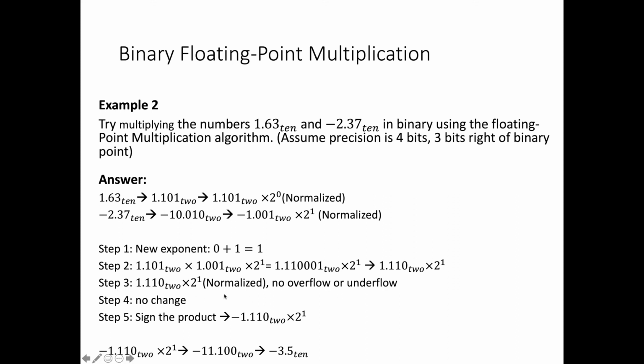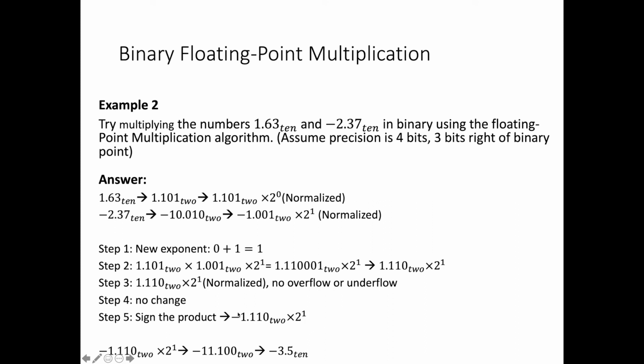Next, we should check whether there's overflow and underflow. Since 1 fits in this range, there's no overflow and underflow. And since there's only 1 bit left of this point, this number is normalized. Step 4 does not make any change; we do not need to round this number. Step 5, we should sign the product. Since those two numbers have different signs, we should make this number negative. The result is negative 1.11 times 2 to the power 1.